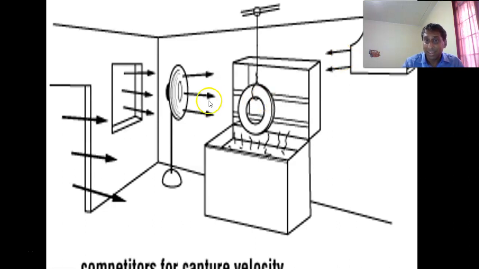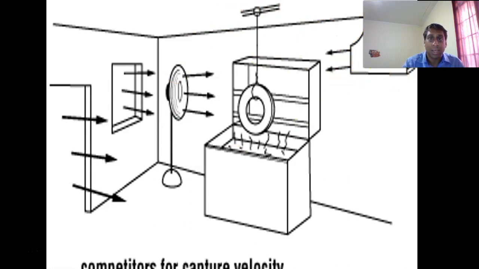What are the ways, I guess, a LEV system could be ineffective? In addition to the hood maybe being poorly positioned, you could have competing sources of air, or air movement within the room that may disrupt the flow of contaminants from the process to the LEV system.